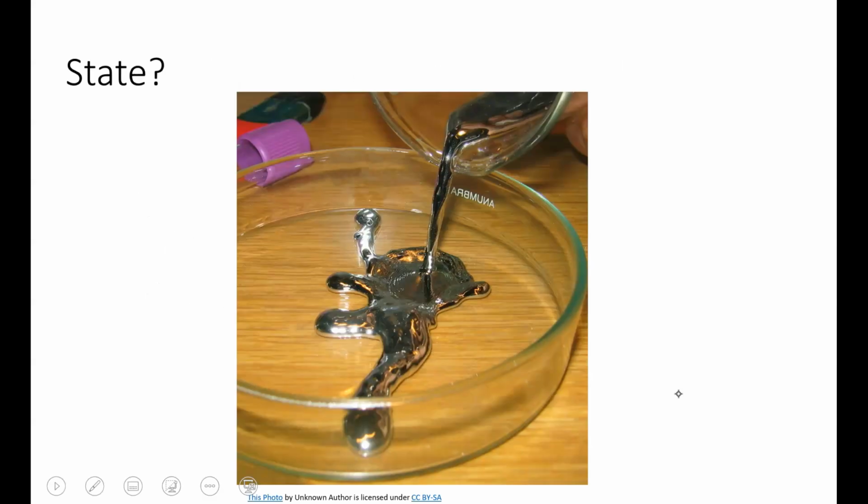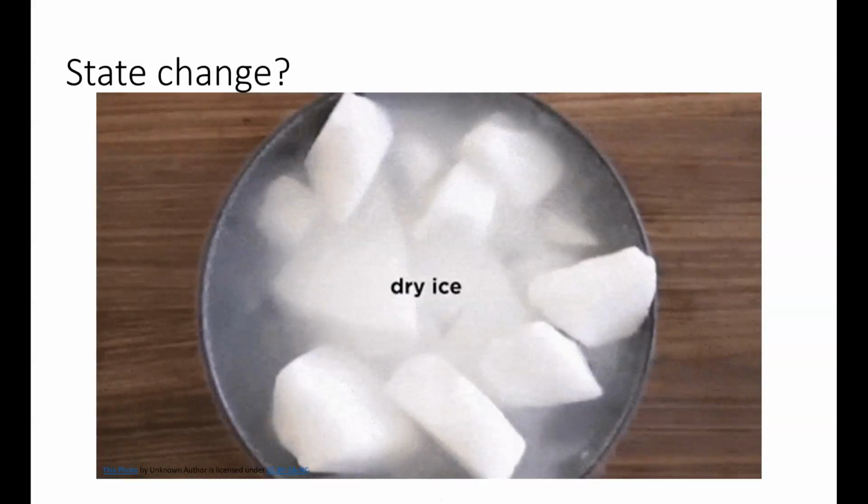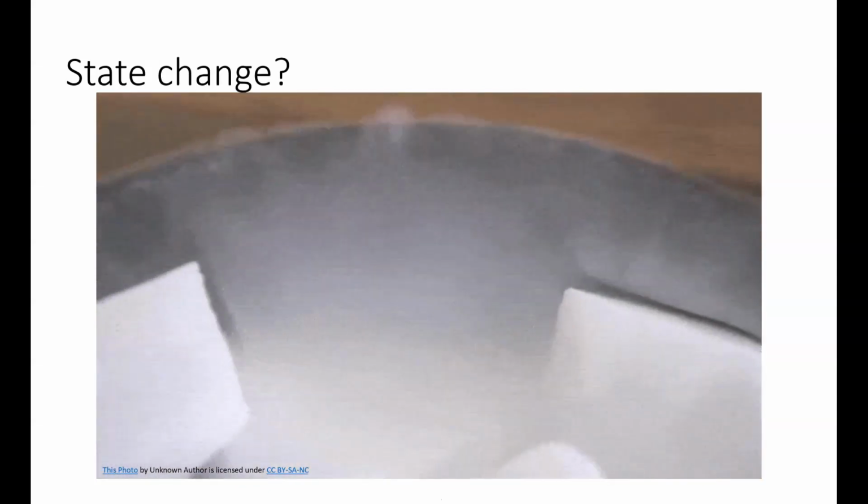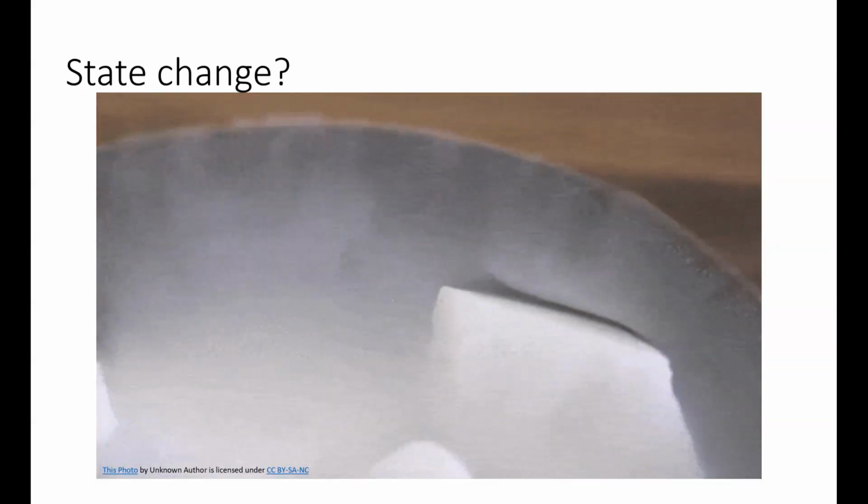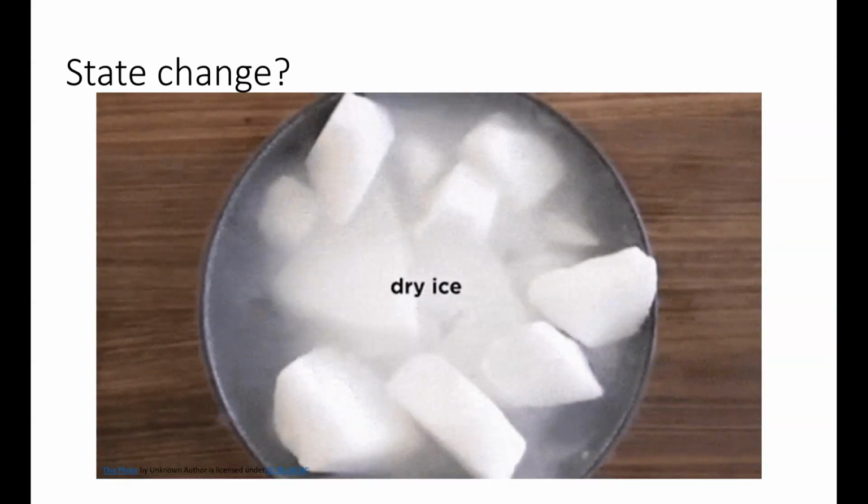Think about what the state is of this. This is a liquid. This is liquid mercury. This shows you it's pourable. You can see that it flows along the surface, and it's not going up into the air, so it's not a gas, so you can tell that it's a liquid. In this case, we have dry ice that's sublimating to form gaseous carbon dioxide.